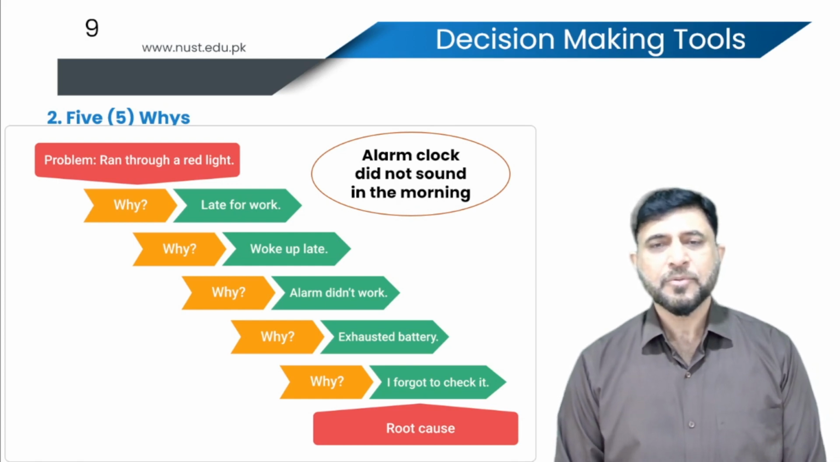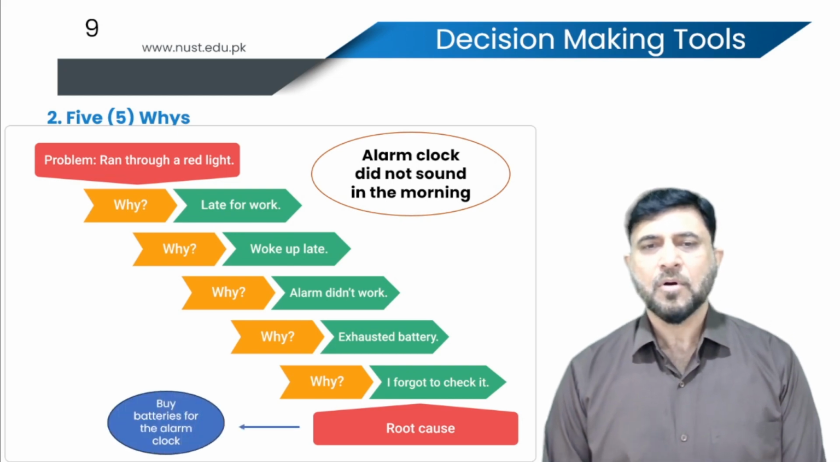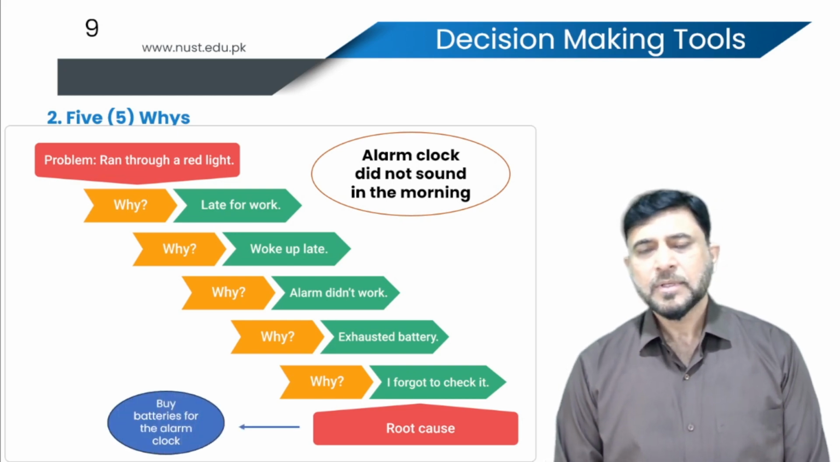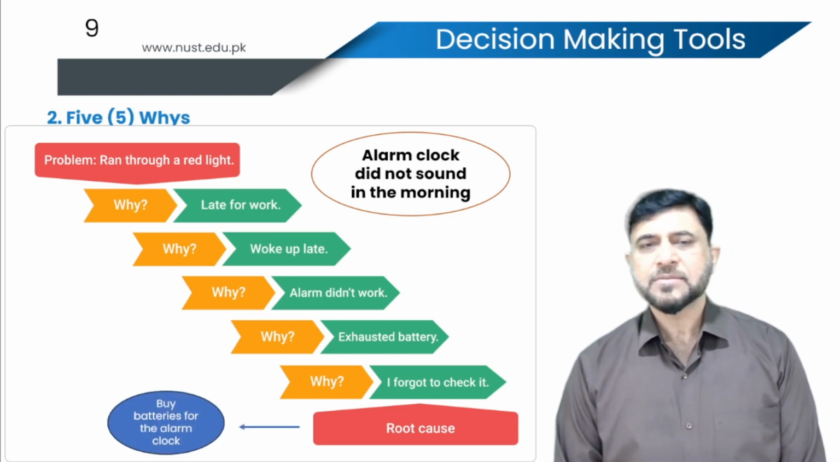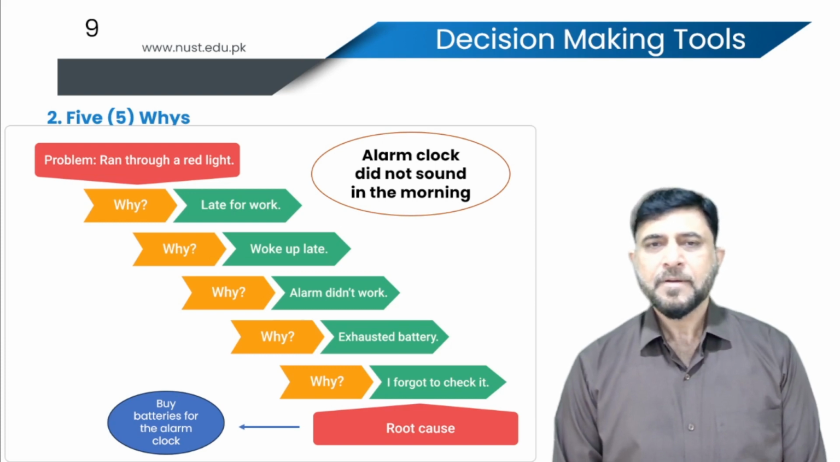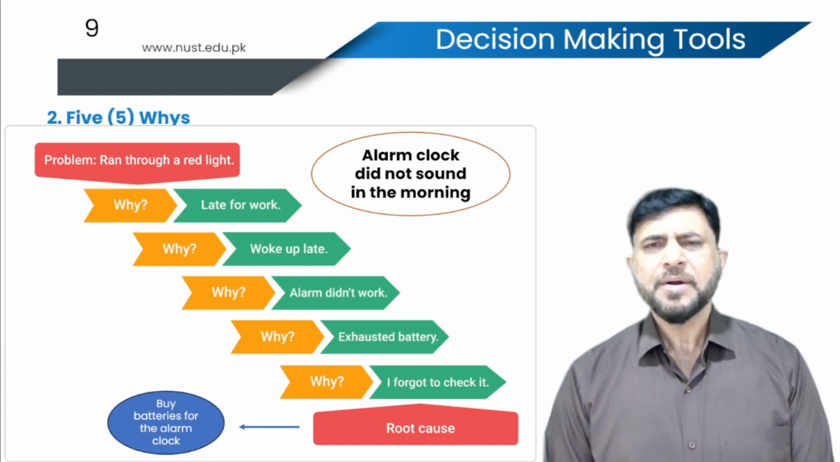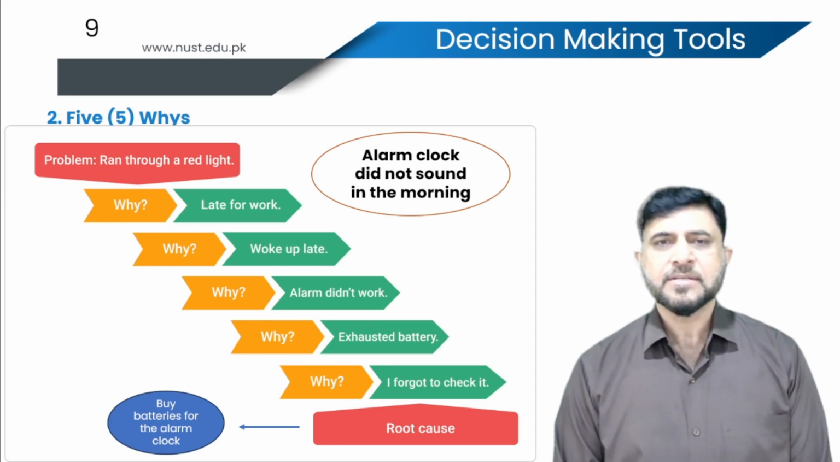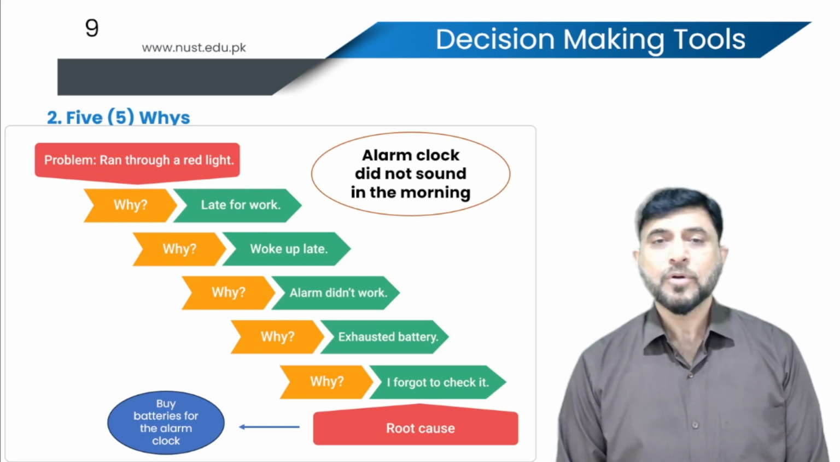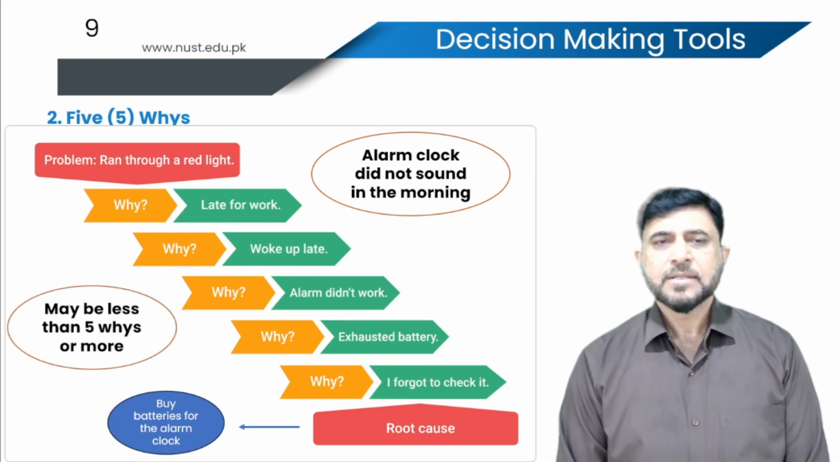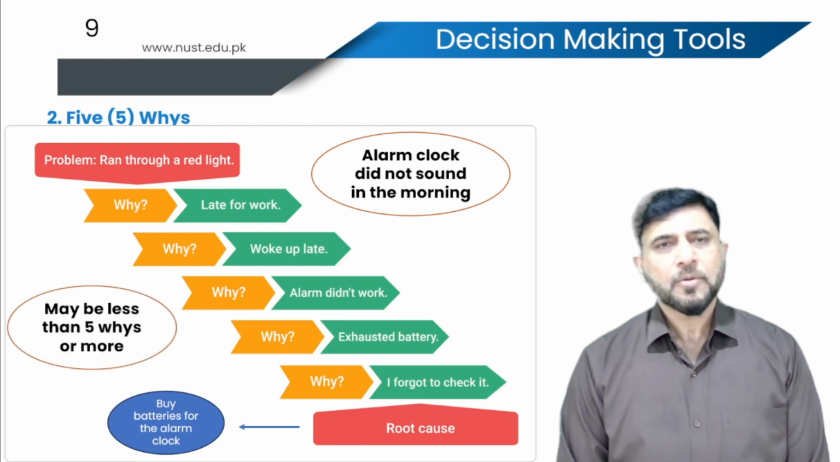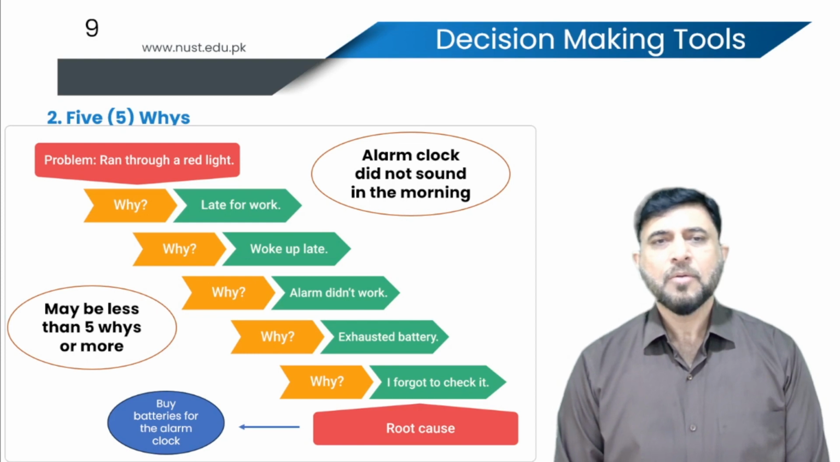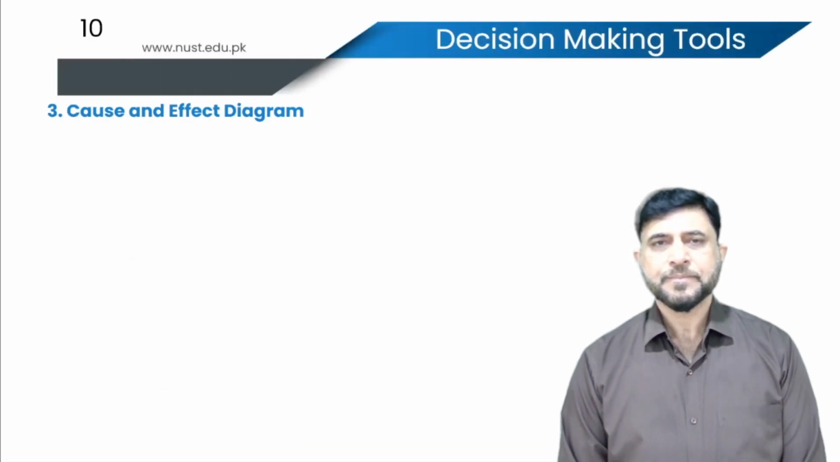What is the root cause? The battery of the alarm clock. So the decision is to buy batteries for the alarm clock. So here are 5 whys. But it is not necessary that your problem can be solved in exactly 5 whys. You may have more or fewer whys also, right? So it depends on the problem, how many whys you are using.